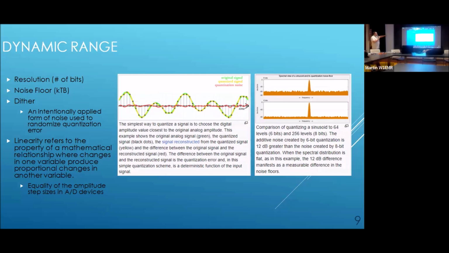So we have the resolution, the number of bits. Is this an 8-bit, 12-bit, 16-bit, 32-bit converter, whatever? And what's the noise floor? The noise floor is the traditional equation kTB, which is Boltzmann's constant times the absolute temperature times your bandwidth. Okay, so we have to look at that.